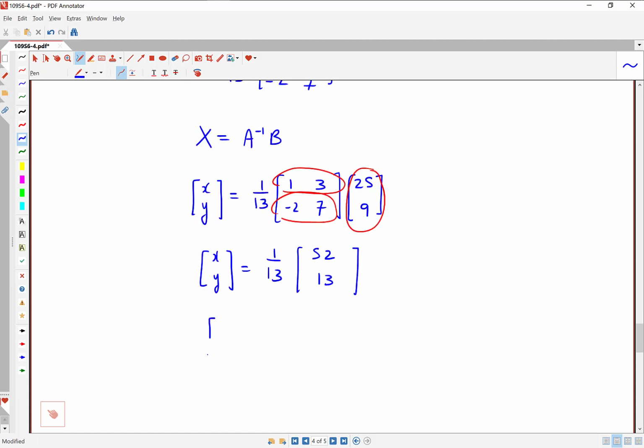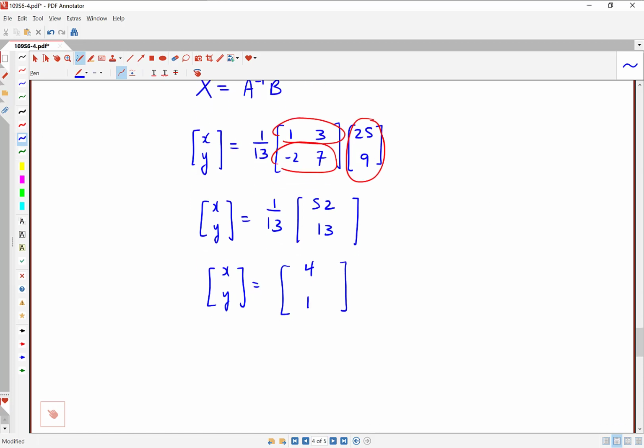Okay, and then one last step to get some nice numbers here. Anytime you have a number sitting in front of a matrix, you can just multiply that number through. So this is like saying we've got 52 over 13 and 13 over 13, except that those fractions reduce to nice numbers. So 52 over 13 is 4, and 13 over 13 is 1. So that's giving us the value of x and y. If you write this down another way, say the ordered pair (x, y) is (4, 1). And you can go back to your original system and just confirm that really does satisfy both equations. So we know we've done that correctly.